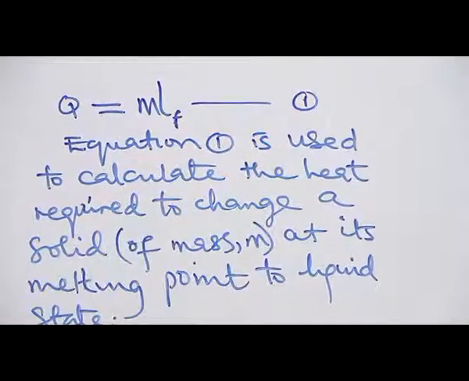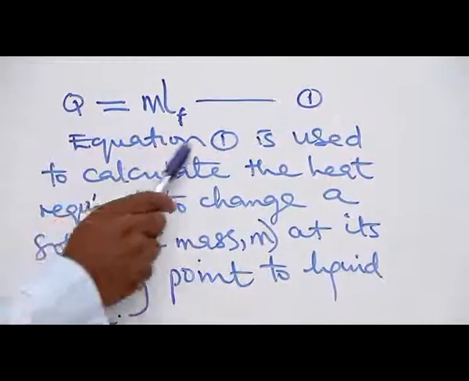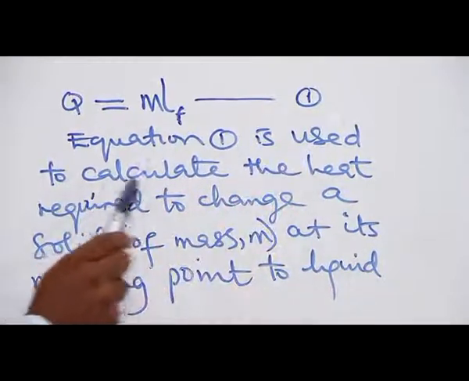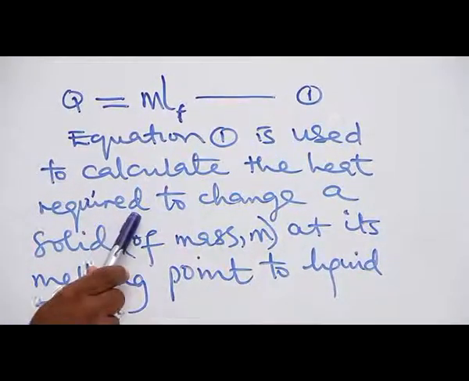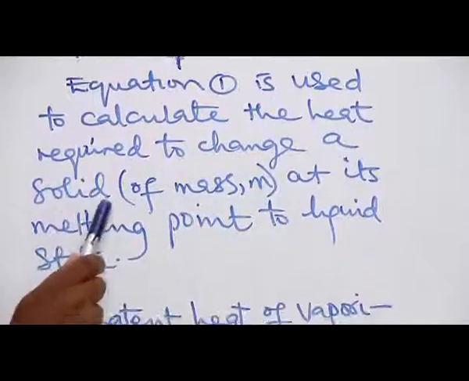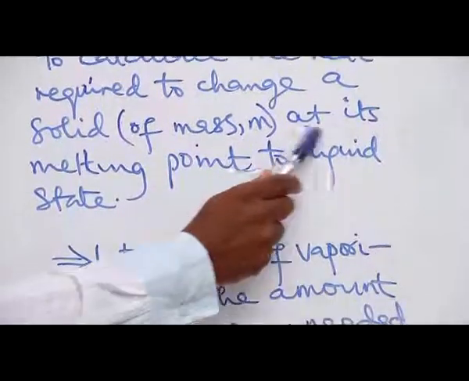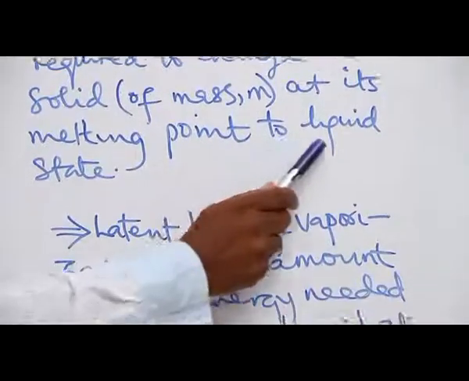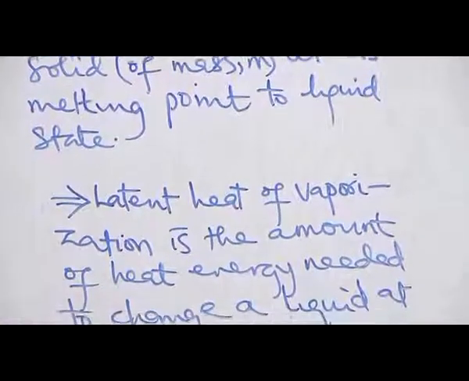This is equation 1. Equation 1 above is used to calculate the heat required to change a solid of mass m at its melting point to liquid state.